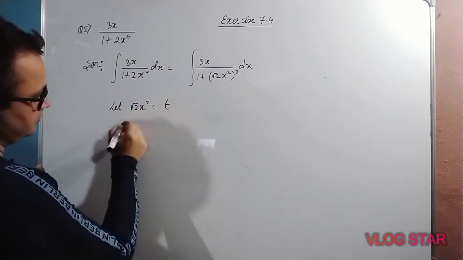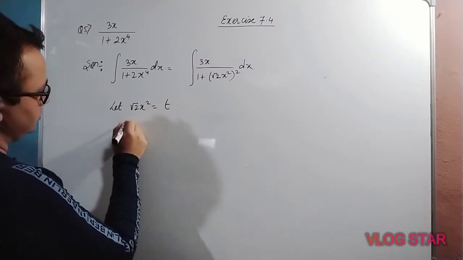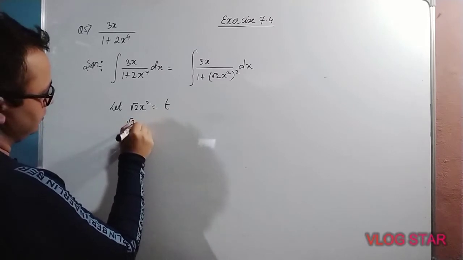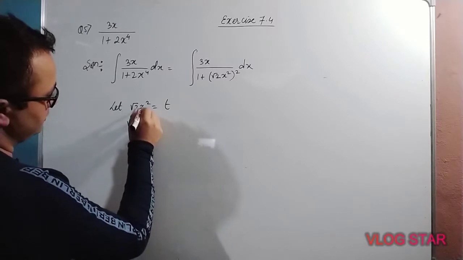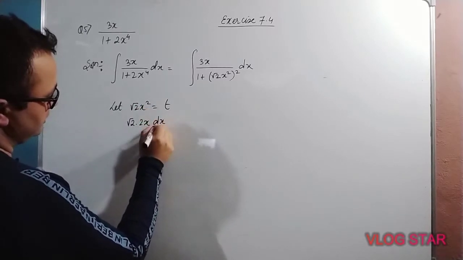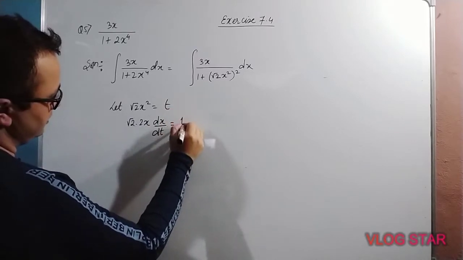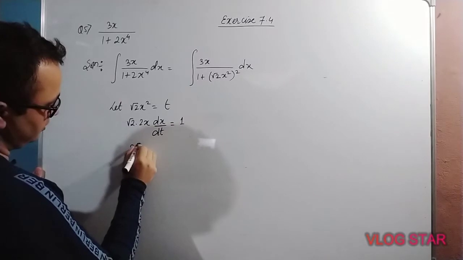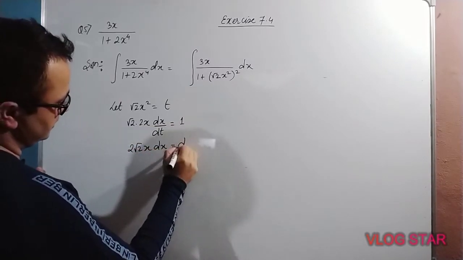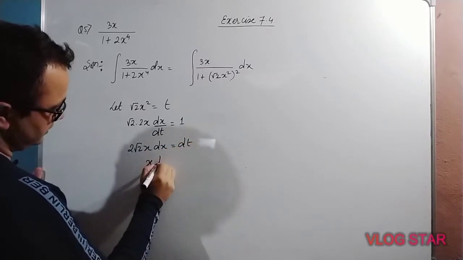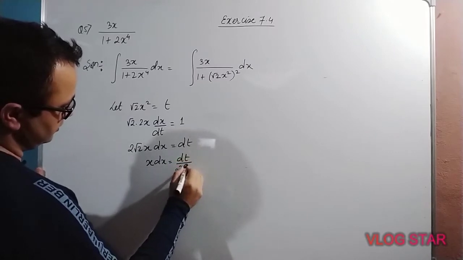Now differentiate it. It is root 2, and the differentiation of x square is 2x. Now again we have to differentiate x with respect to t, so dx by dt, and the differentiation of t with respect to t is 1. So it is 2 root 2 x dx equals dt. Then x dx equals dt by 2 root 2.